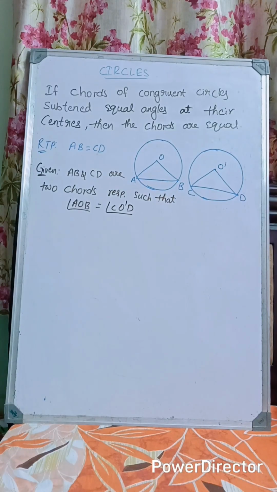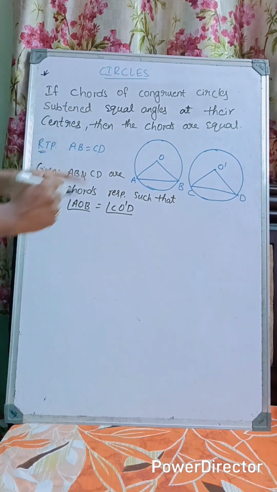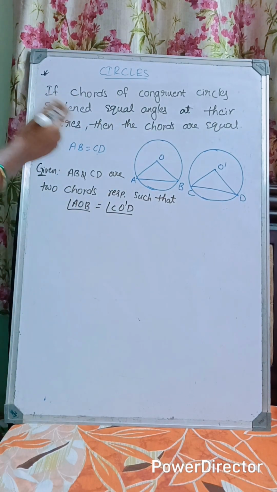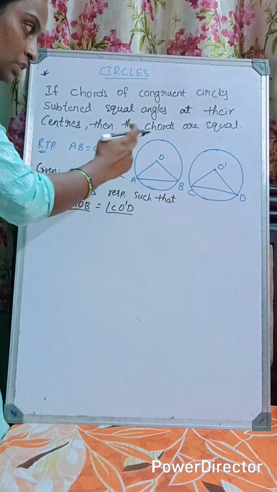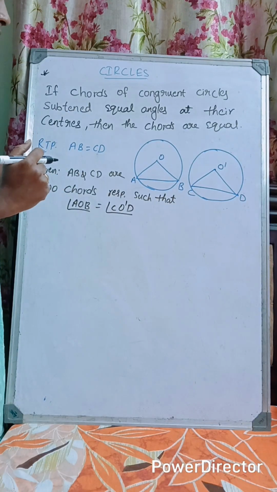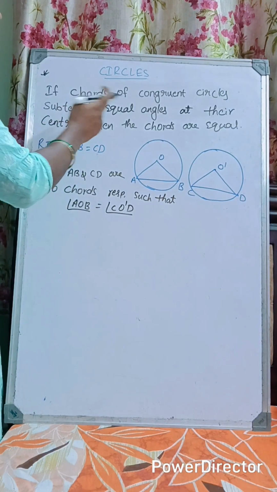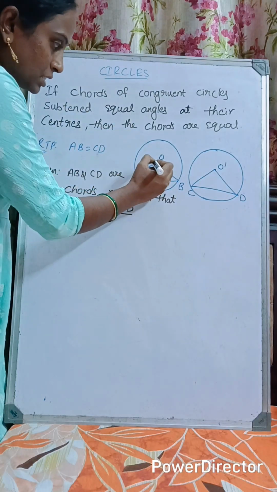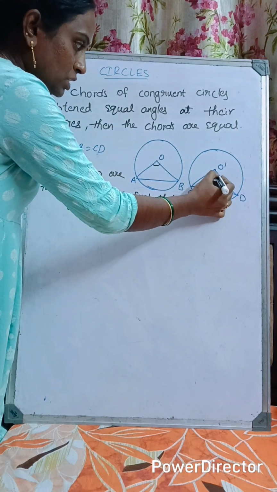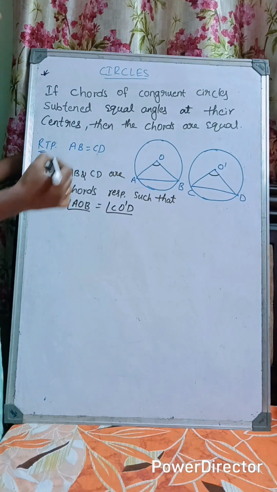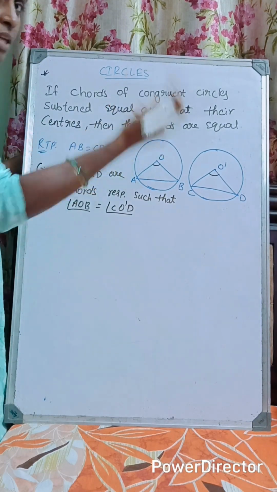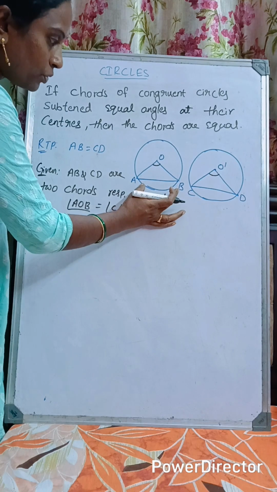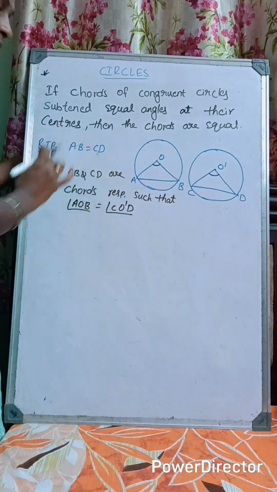Okay. Let's see one more question here. If chords of congruent circles subtend equal angles at their centers, then chords are equal. So, we are required to prove this. Here they are given two congruent circles, as well as chords subtending equal angles at their centers. That means angle AOB is equal to angle CO dash D. Equal or not? Yes. Next, we need to prove that the chords are equal. That means we need to prove AB is equal to CD.